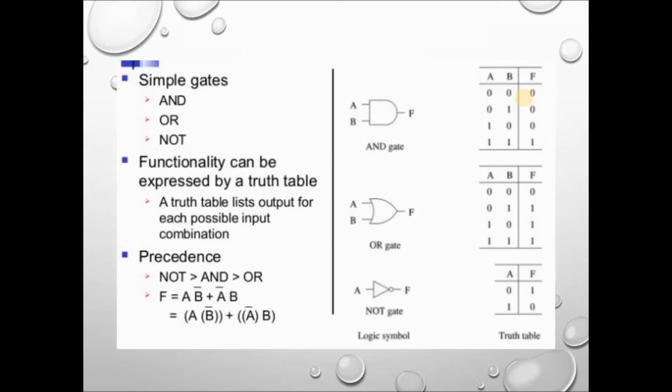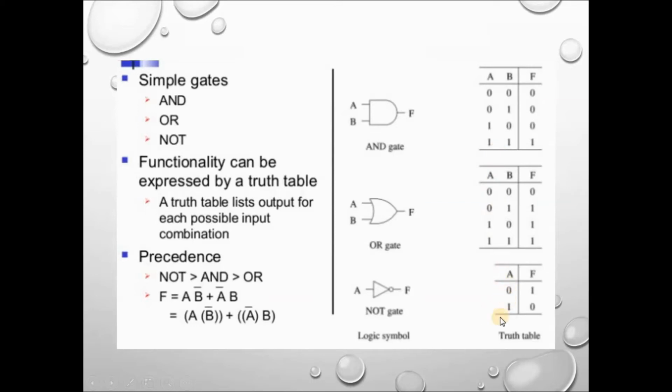Clear? And NOT means it is the reverse. If you are entering A as 0, it will give 1. That means it will show the opposite. If the input is true, then the output will show as false. So it will show the opposite result. Okay, so that is NOT. These three types of gates you have to remember: this is the AND gate, this is the OR gate, and this is the NOT gate. These are known as logic gates, and these are the truth tables.